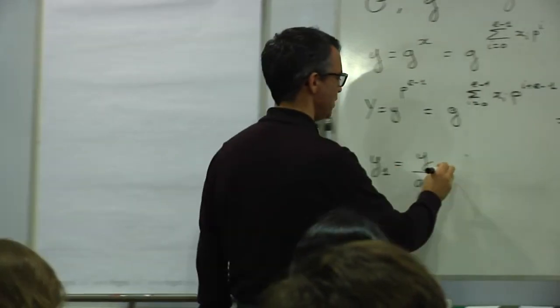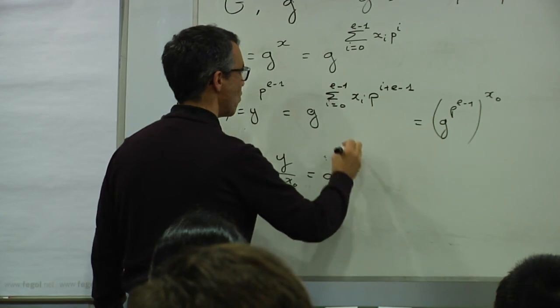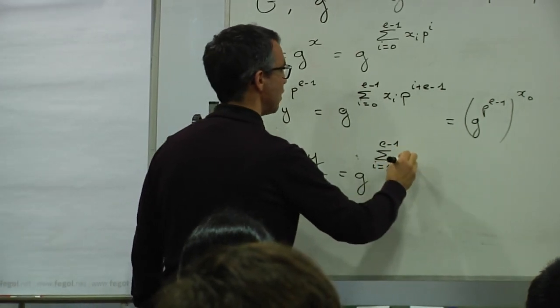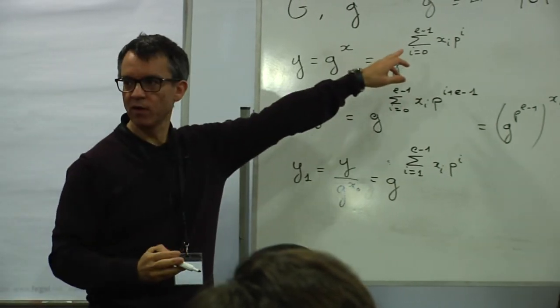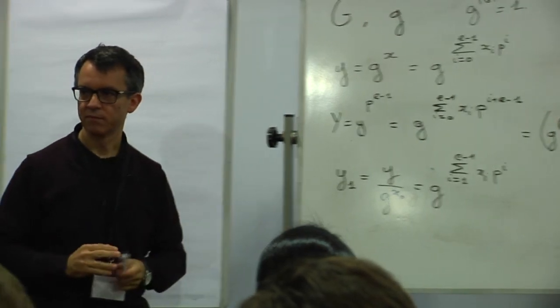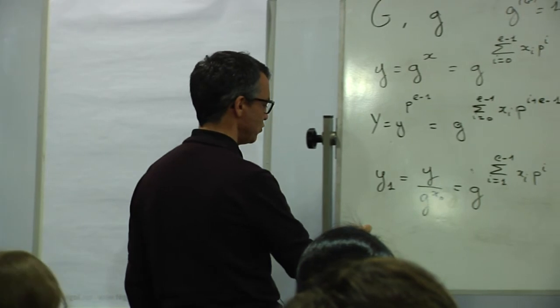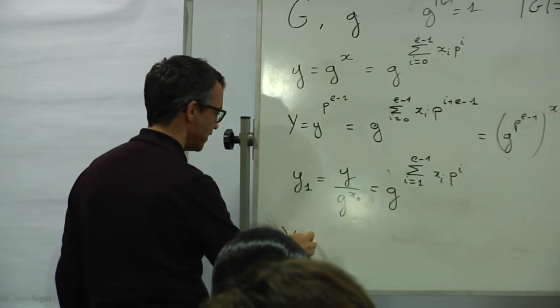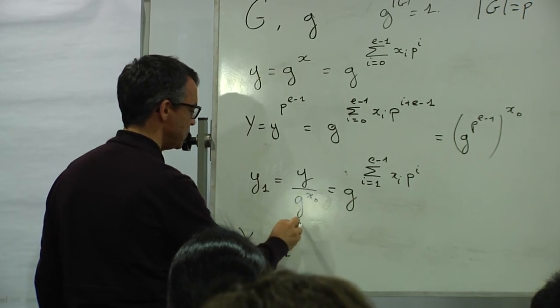So this is going to be g to the power sum from 1 to e minus 1 of xi pi. So it's exactly the same power, except that the first term of the sum has been removed. Okay, so now that I know that, I'm just going to raise everything, but this time to the power p to the e minus 2.